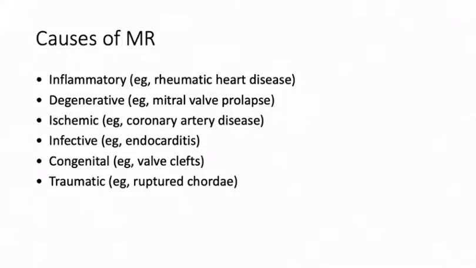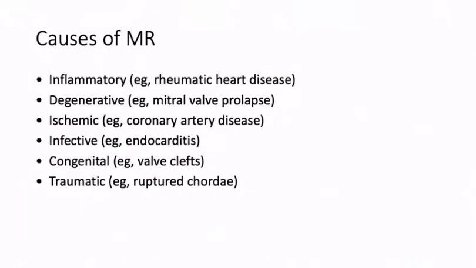The most common causes of mitral regurgitation: it may be due to an inflammatory phenomenon, which is most common in India, that is rheumatic heart disease associated with mitral stenosis and multivalvular involvement. Or it can be degenerative, like in mitral valve prolapse, where there is replacement of valve spongiosa with valve fibrosa with redundancy of the anterior mitral leaflet leading to prolapse.